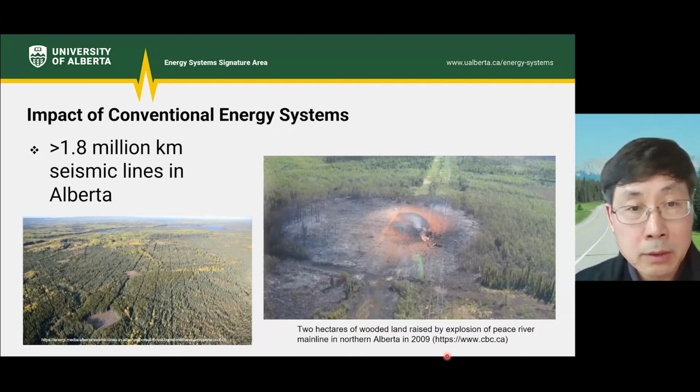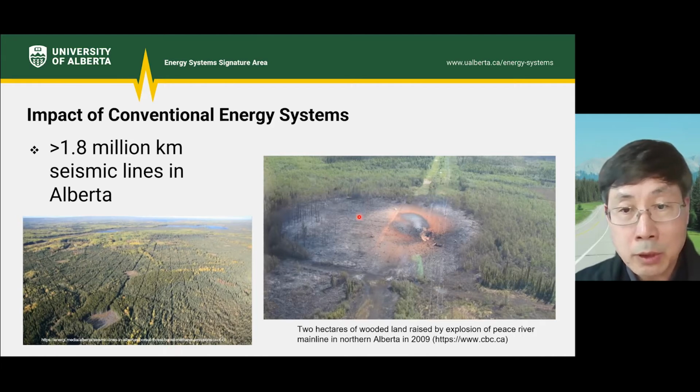The second one is what we are also familiar with, that through the exploration for conventional energy, a lot of linear disturbance would have been created. So in Alberta, for example, we have more than 1.8 million kilometers of seismic lines that have been distributed across the province. And this picture shows these seismic lines on a really nice aerial photo, a close-up example of a seismic line disturbance. And this one is 2 hectares of wooded land that had been razed by explosion. This is in northern Alberta, and that happened in 2009. And so those are really obvious disturbances that are being caused to the soil, to the ecosystem.